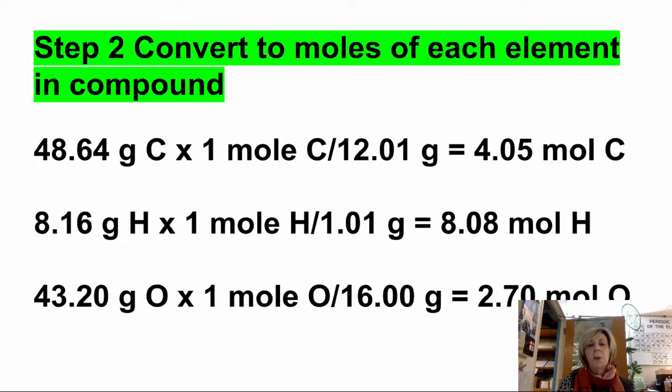Step 2 is that now I'm going to use the molar mass of each of these elements and convert to moles. So here is the molar mass of carbon, 12.01 grams. I got that from the periodic table. Here is the molar mass of hydrogen, and here is the molar mass of oxygen.